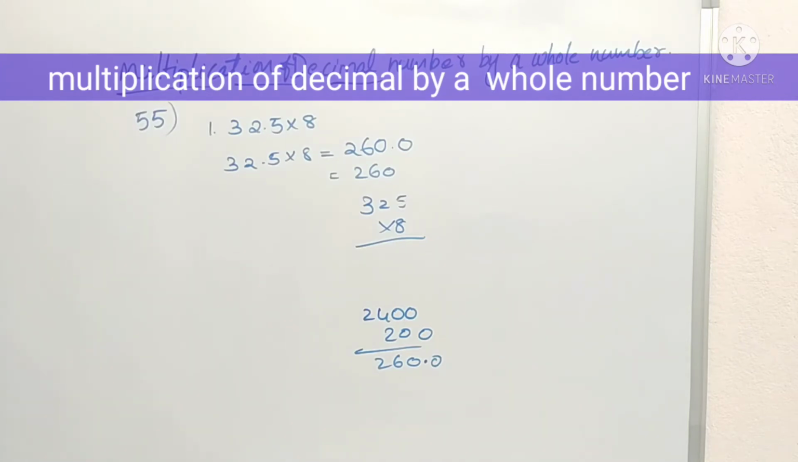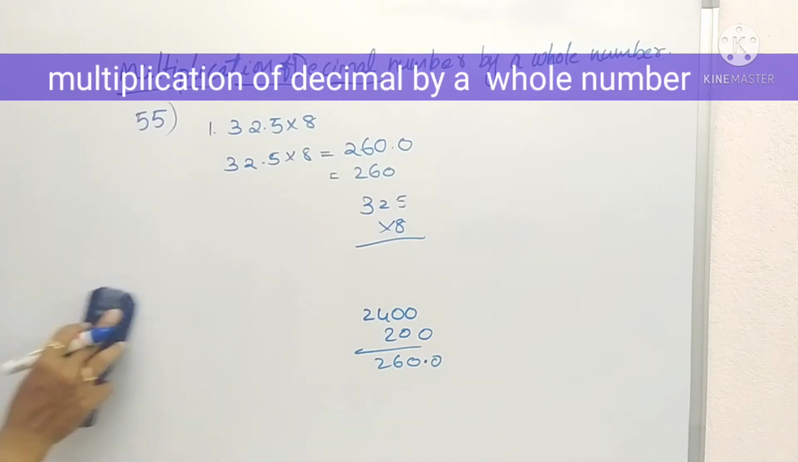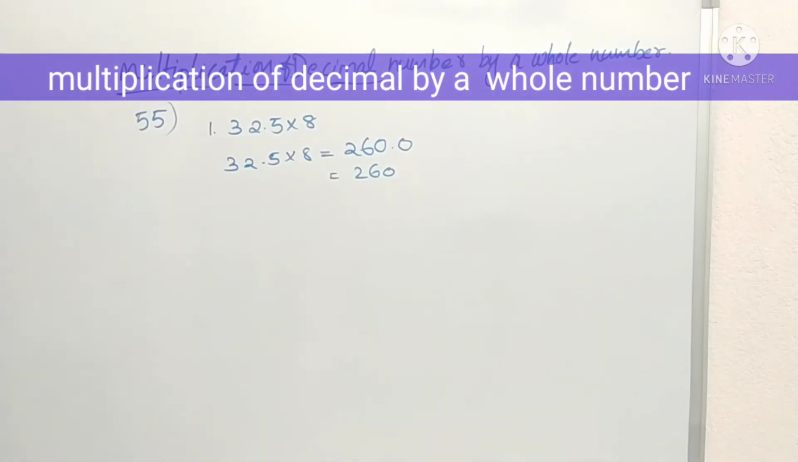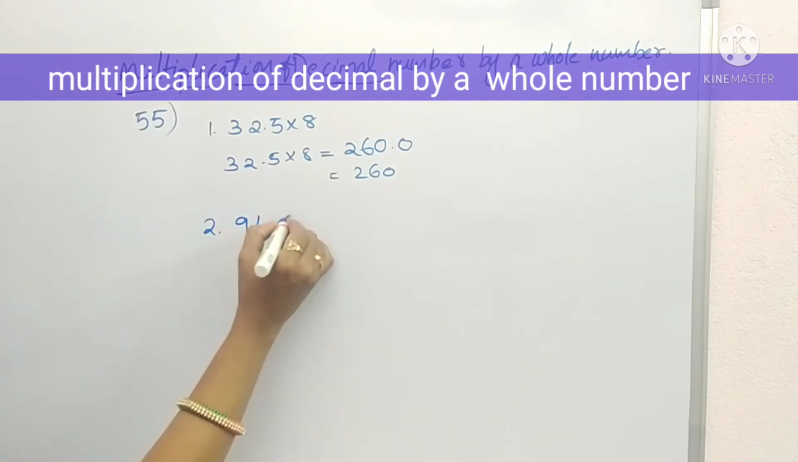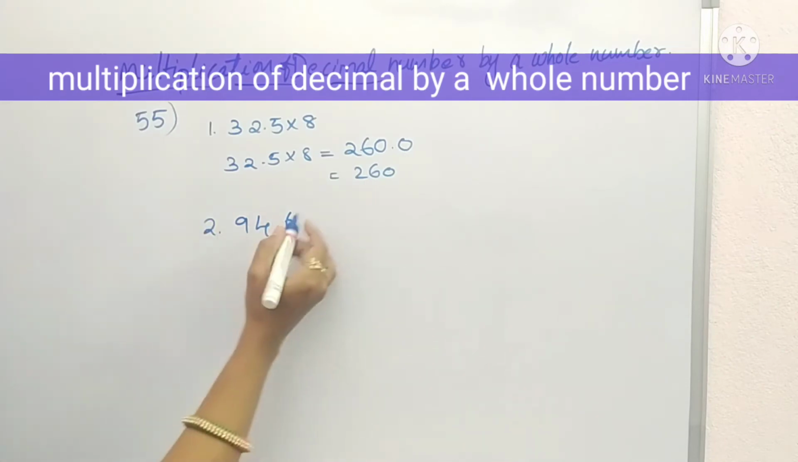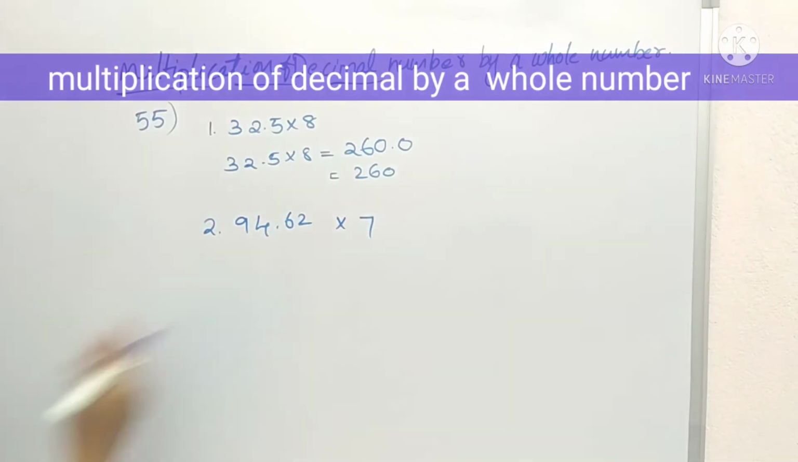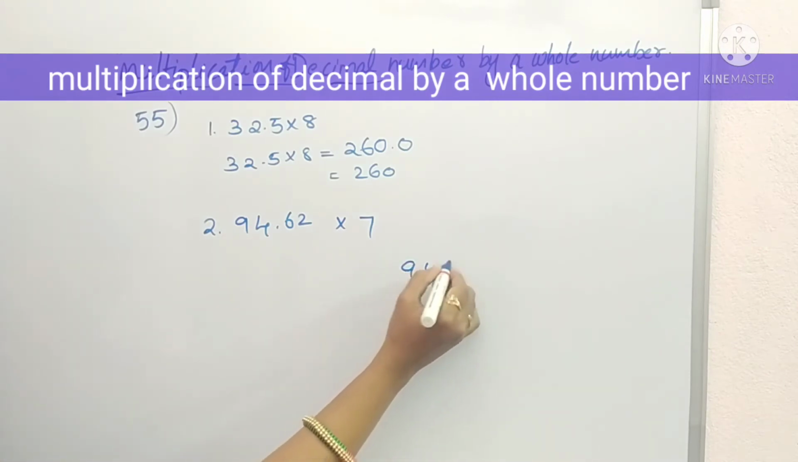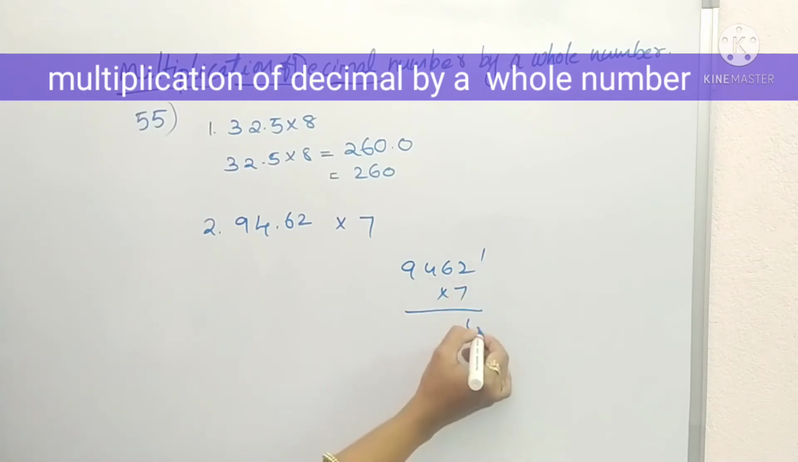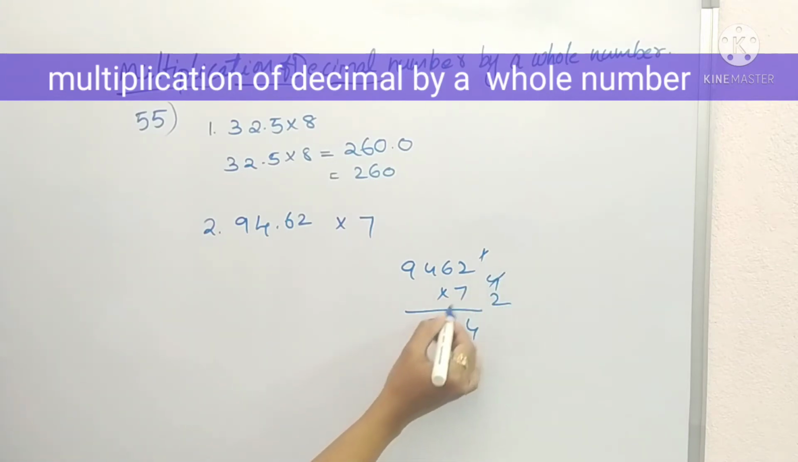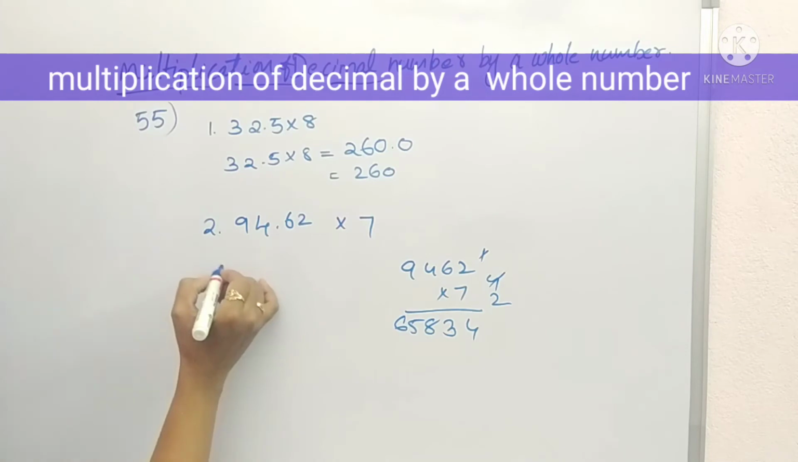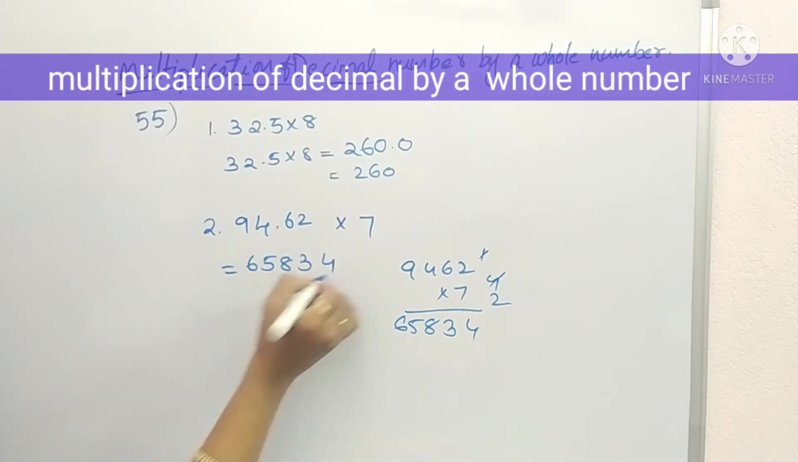Next, our second one, 94.62 into 7. We must read it as 9462 into 7. 7 2s are 14. 7 6s are 42 plus 1, 43. 7 4s are 28 plus 4, 32. 7 9s are 63 plus 2, 65. So write the value first as it is.